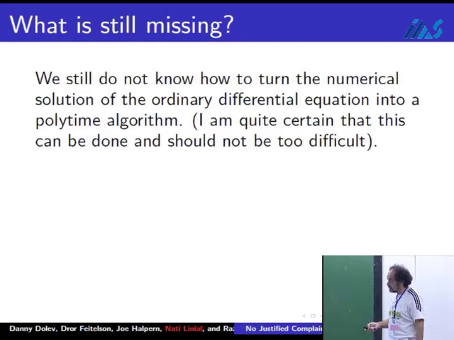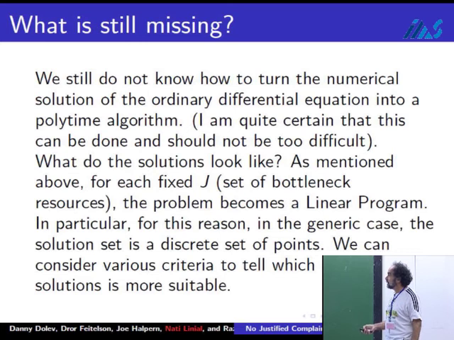So what remains to be done? At the moment, this is realized by a MATLAB program that does it, but we would like to have an honest polynomial time algorithm that solves the problem, which we don't have. I don't think this is very difficult, but we still don't have a very good idea of what the solution set looks like.